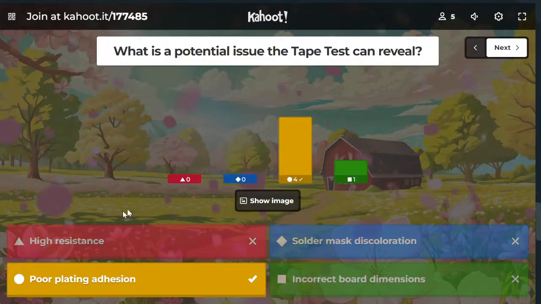So I'm going to the leaderboard. See, actually, for solder mask discoloration there is also one test. Last time we got one option, right? Maybe in the previous question, IPC-A-600. Actually, we discussed IPC-TM-650.